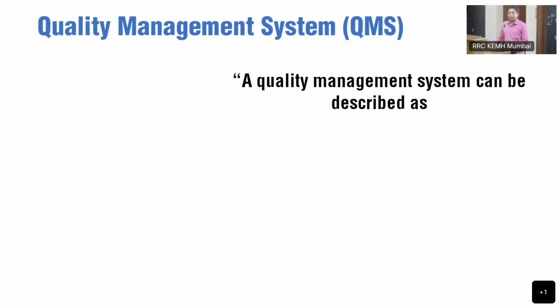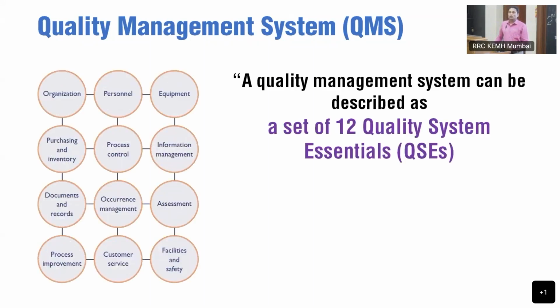A quality management system can be described as a set of 12 quality system essentials, QSEs, which are the organization, personnel, equipment, purchasing and inventory management, process control, information management, document and records control, occurrence management, assessment, risk assessment and legal assessment, process improvement, customer service, and facilities and safety. These are the 12 quality system essentials, and these are the pillars on which the quality management system is based, in any company or for that matter, in the laboratory here.